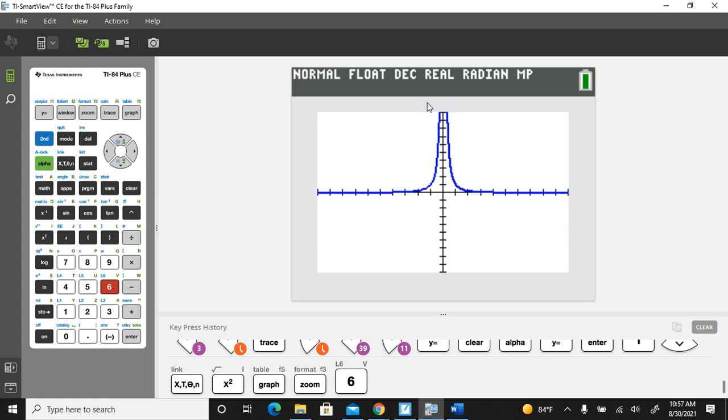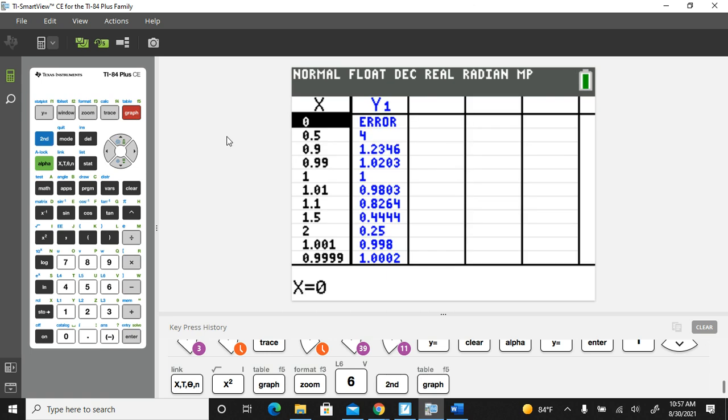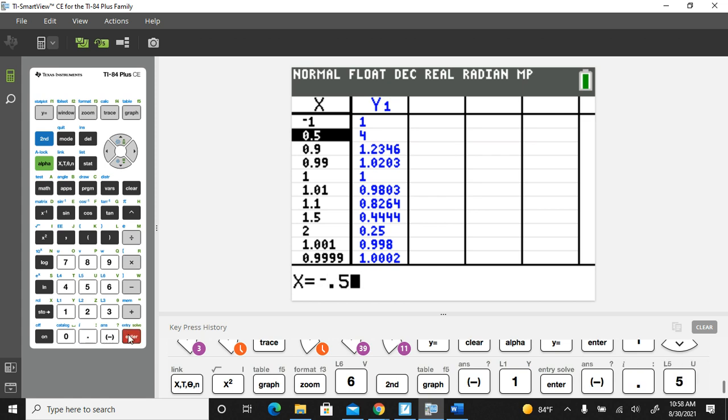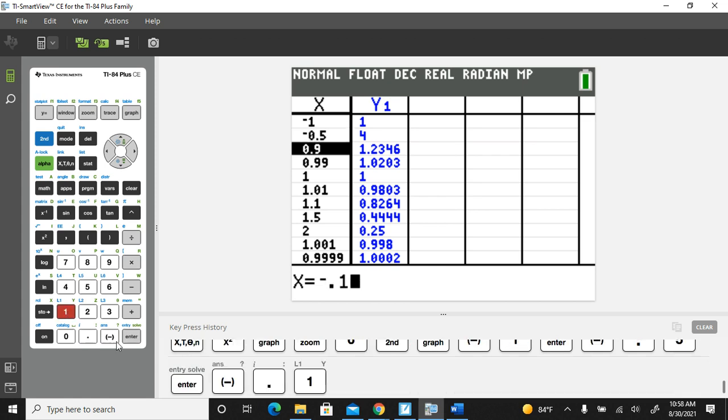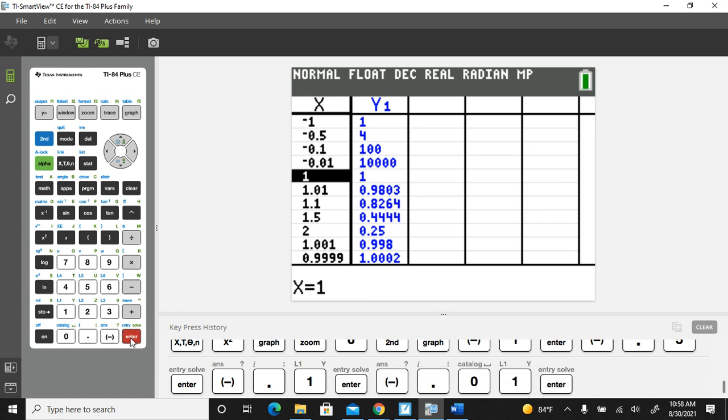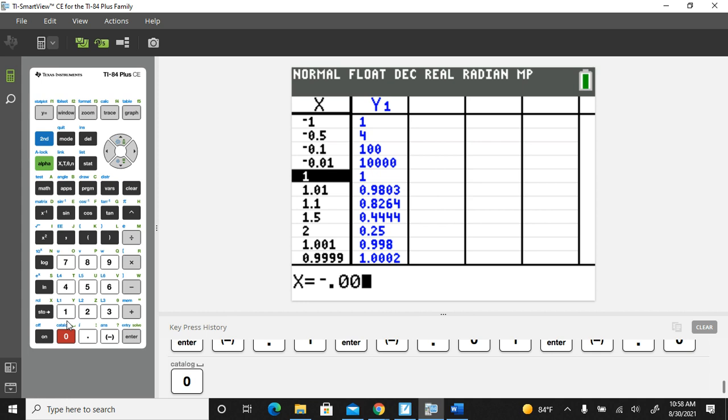No. All right. And in fact, I kind of like looking at this through a table. So if I'm going to get closer and closer to 0 from the left, I can start at -1. Right. Then I can go -0.5, -0.1, -0.01, -0.001.